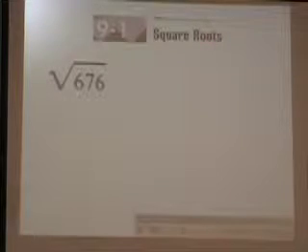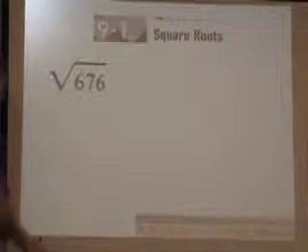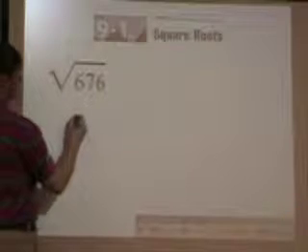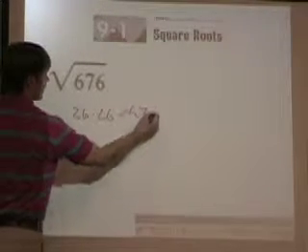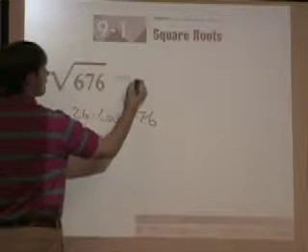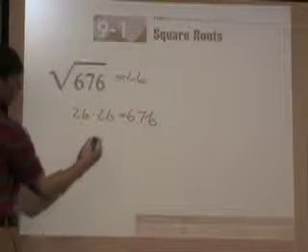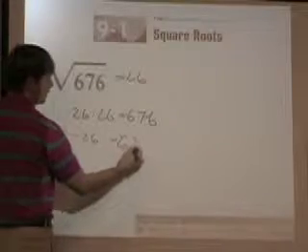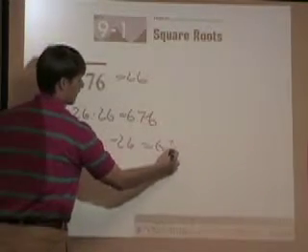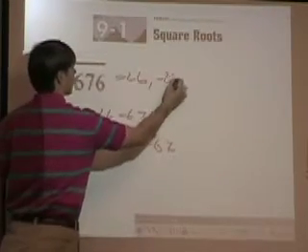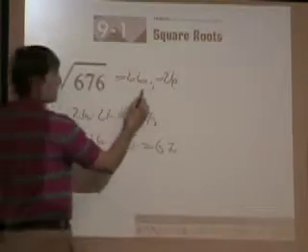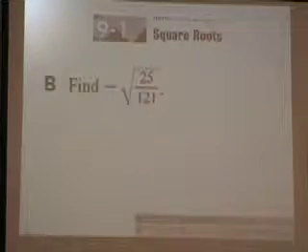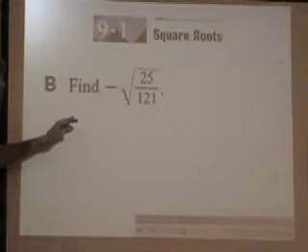Alright, so you want to know what the square root of 676 is. So we found out that 26 times 26 equals 676. So the square root equals 26, but we also know that negative 26 times negative 26 equals 676, so you need negative 26 also. So these are your 2 answers for the square root of 676 right here. Now on this, we have a square root and a fraction.